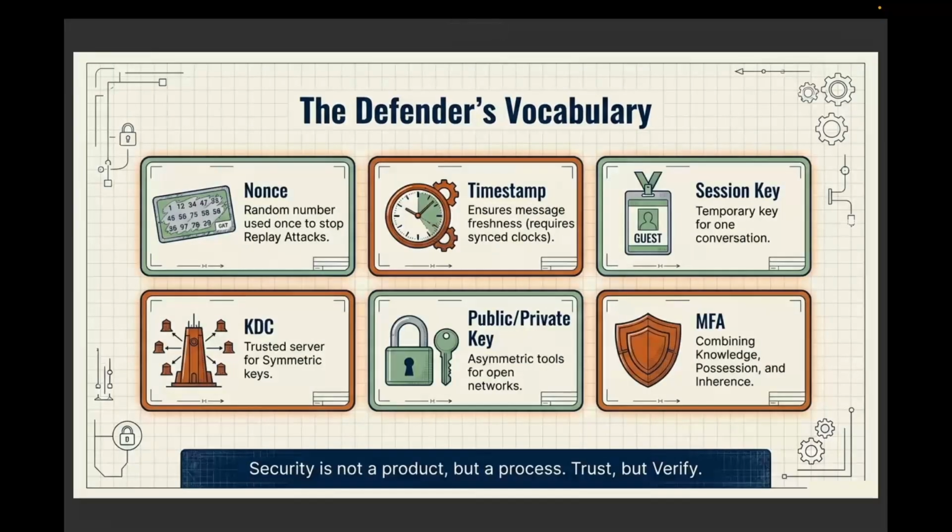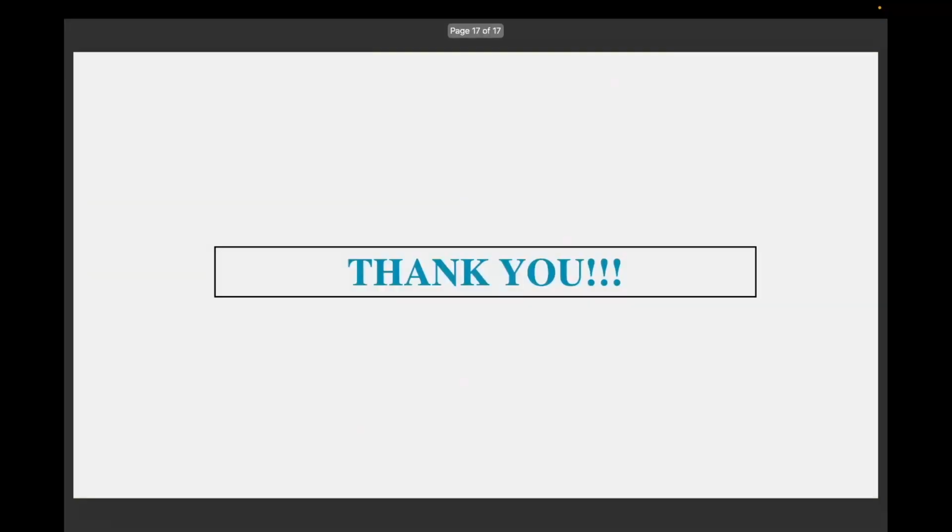So let's review important terminology. First is nonce, a random number used once to prevent replay attacks. And timestamp, which ensures message freshness. Session key is a temporary key used for one session. KDC, a trusted server in symmetric authentication. Public or private key, used in asymmetric systems. MFA is multi-factor authentication, which combines different factors. So these are the building blocks of authentication protocols. Understanding these terms helps you understand any security system. Thank you everyone.